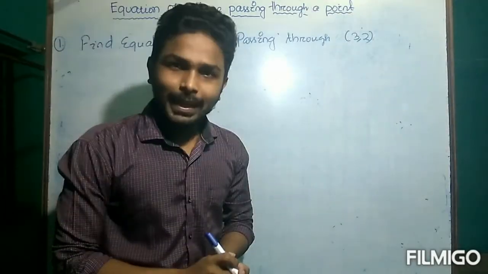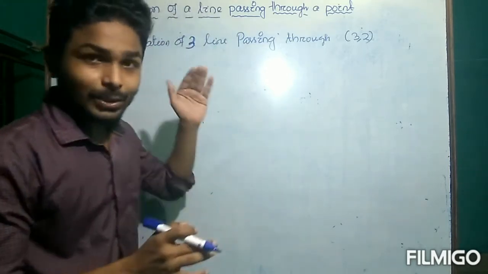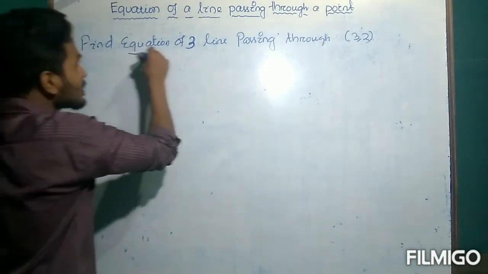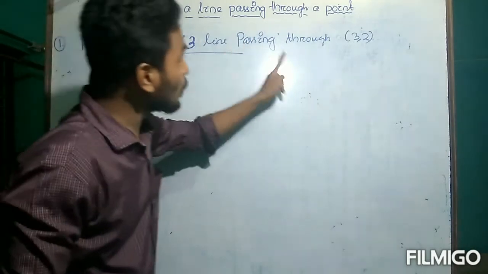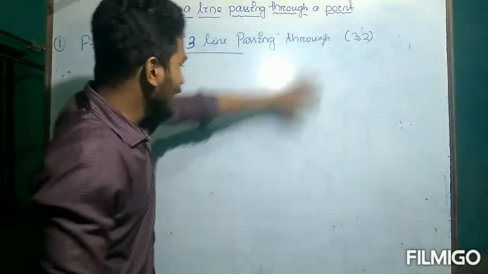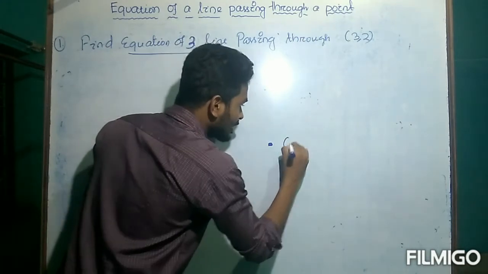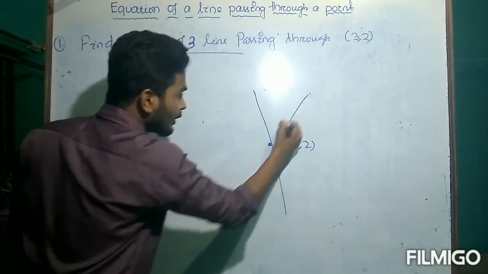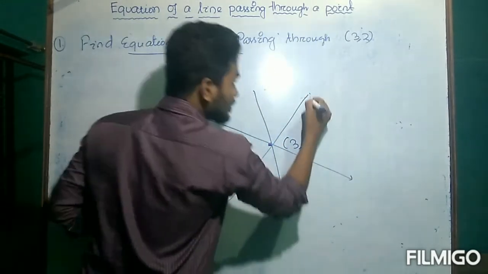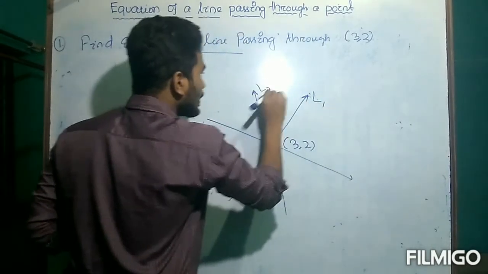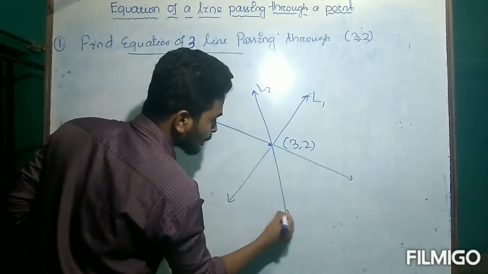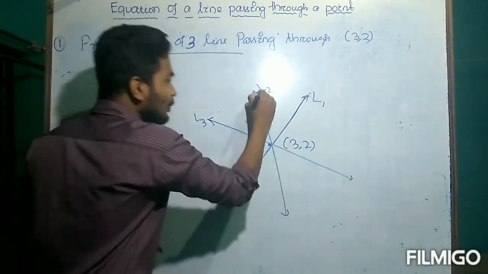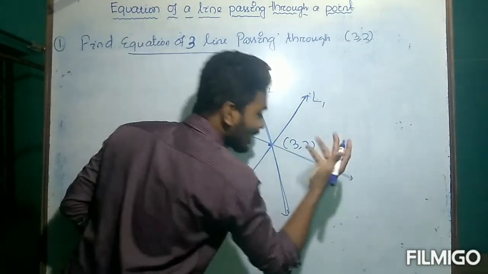Let us do a problem regarding finding the equation of a line passing through a given point. Here in question number 1 you have to find the equation of 3 lines passing through the point (3, 2). It means if there is a point (3, 2) on a plane, then through this point you have 3 lines. Suppose the names of the lines are L1, L2 and L3. Now you have to find the equation for the line L1, the equation for the line L2 and the equation for the line L3.